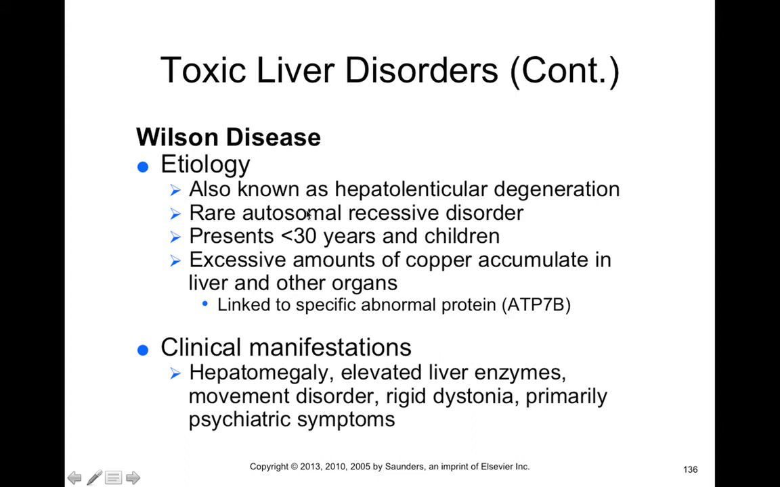Now, it is an autosomal recessive disorder, so you have to inherit both defective copies, one from each parent, in order to express Wilson's disease. But the clinical manifestations of this excess copper accumulation are going to be things like hepatosplenomegaly, elevated liver enzymes, movement disorders, dystonia, and rigidity of muscles, as well as certain psychiatric symptoms that are associated with excessive amounts of copper.